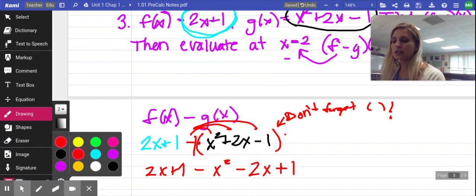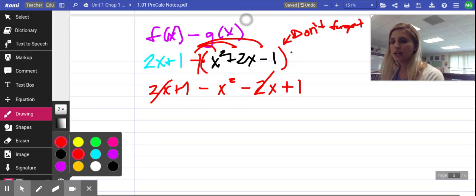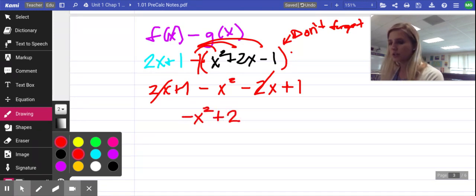Now we're going to combine our like terms. The 2x's will cancel out. 1 plus 1 is 2. So we get negative x squared plus 2. So f minus g of x equals that.